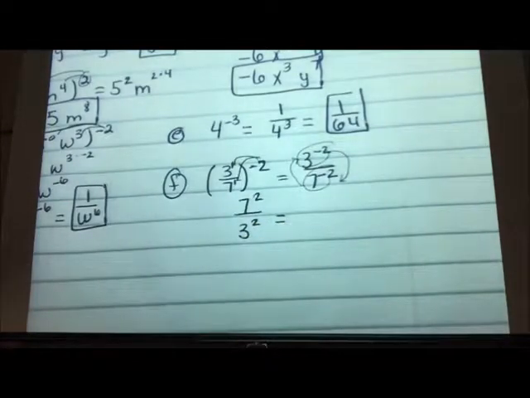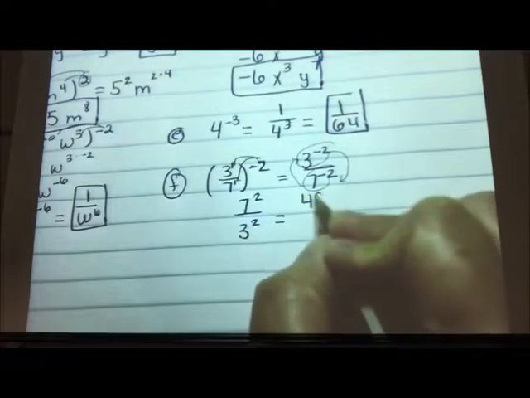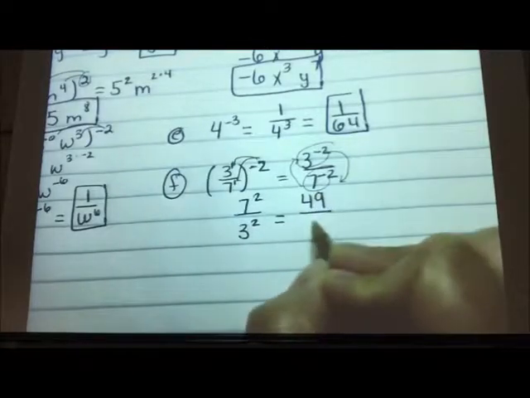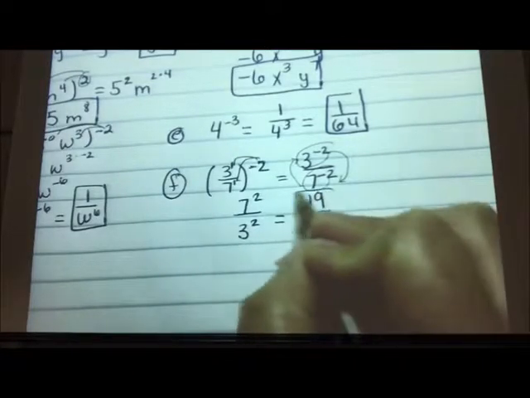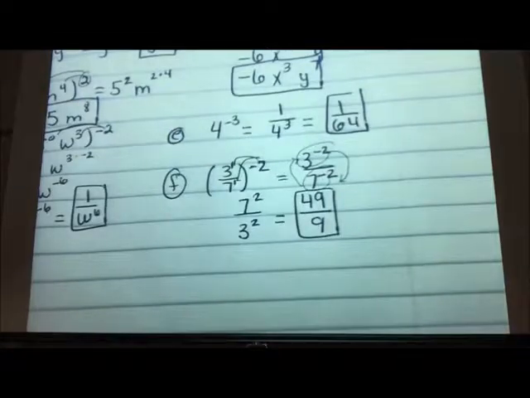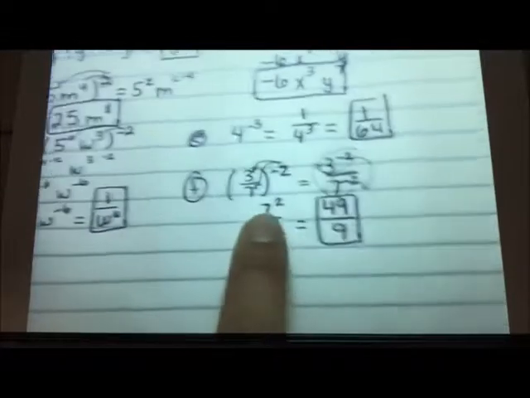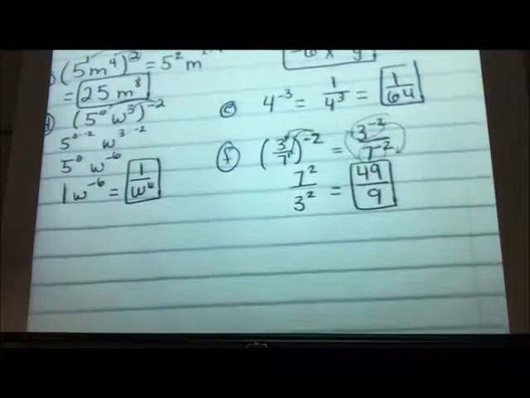Now, what is 7 squared? 49. What is 3 squared? 9. That's your answer. So that's just when you have two little numbers.